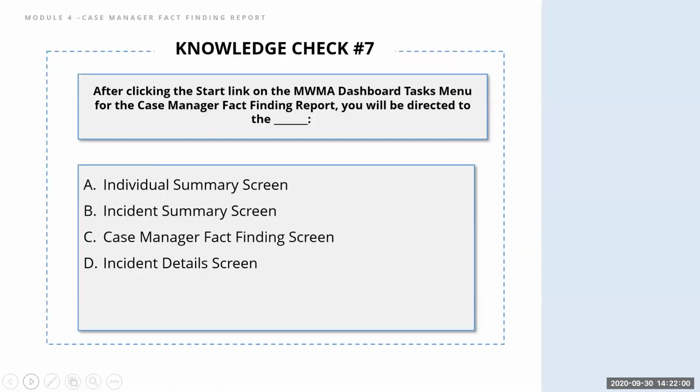Alrighty. So at this point, we do have a few more knowledge check questions. So I'm going to go ahead and read through this and then bring it up on your screen. But after clicking the Start link on the MWMA Dashboard Task menu for the Case Manager Fact Find Report, you will be directed to the A, Individual Summary screen, B, Incident Summary screen, C, Case Manager Fact Finding screen, or D, the Incident Detail screen. So I'll go ahead and bring up that polling question. And again, we're going to give you about a minute to answer that, so take your time.